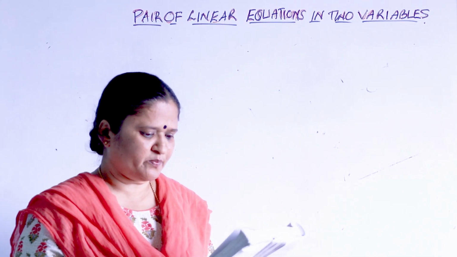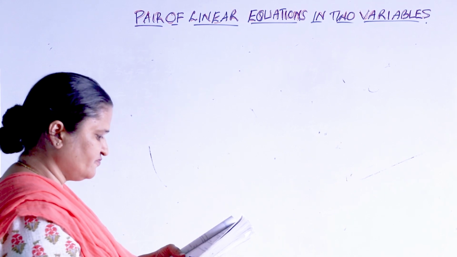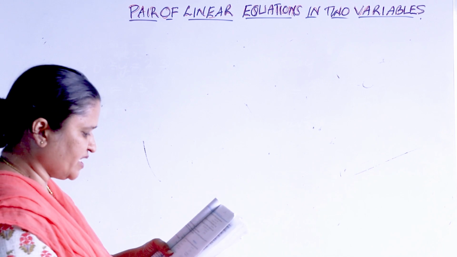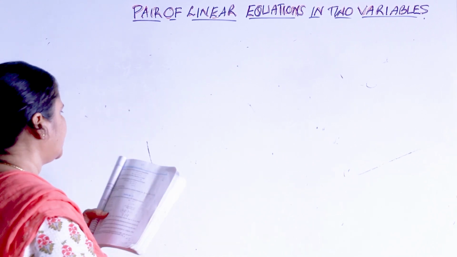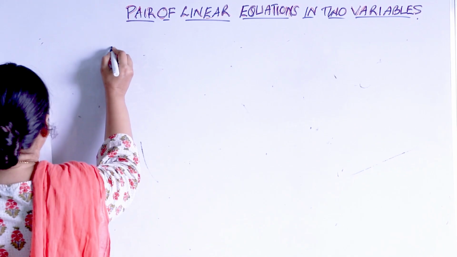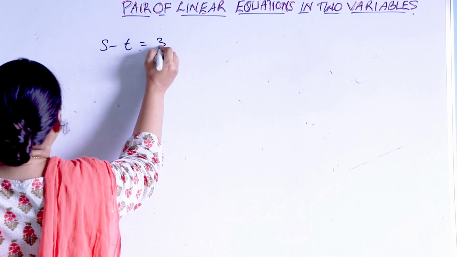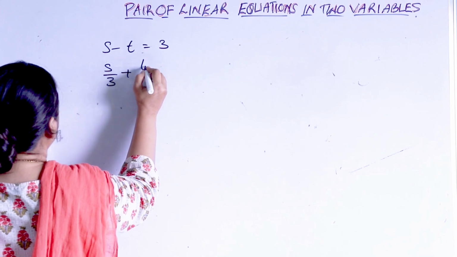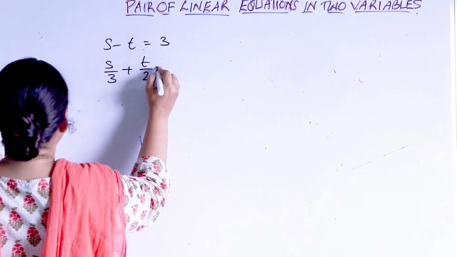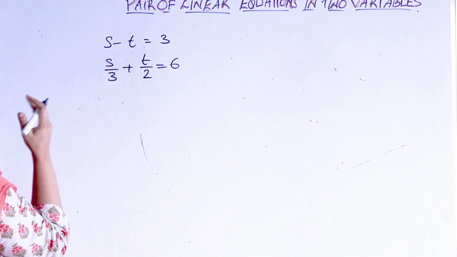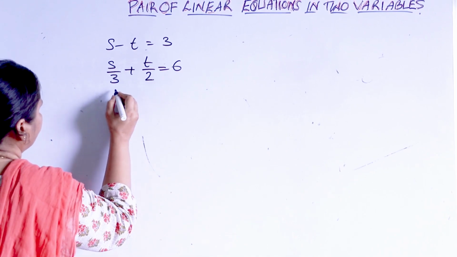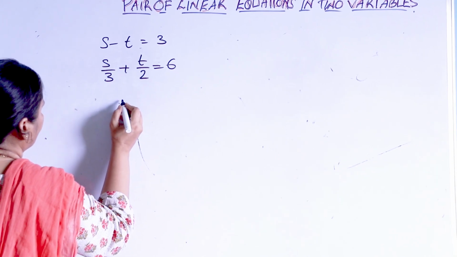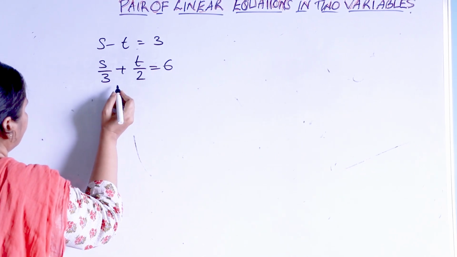In this exercise 3.3, up to third problem, they are quite normal, except that in second problem you need to take LCM and change the equation. Say in second problem we have s minus t is equal to 3, and the second equation is s by 3 plus t by 2 equals 6. So here you get fractions. So what you have to do here is take LCM of 3 and 2. Okay, LCM of 3 and 2 is 6.